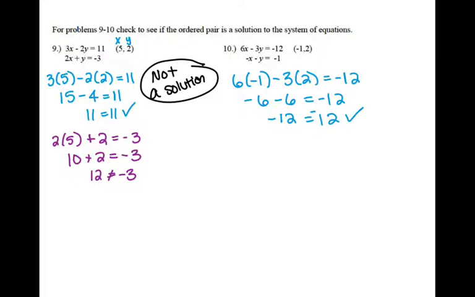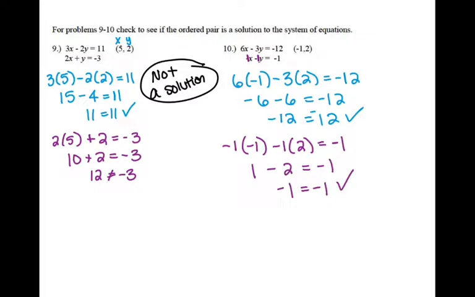Now for the second one, I would recommend putting these 1s there. That way you know you're multiplying by negative 1 each time. Otherwise, it can get a little confusing and tricky. So I have negative 1 times 1. Negative 1 is positive 1 minus 2. 1 minus 2 is negative 1, which works. So this is a solution.